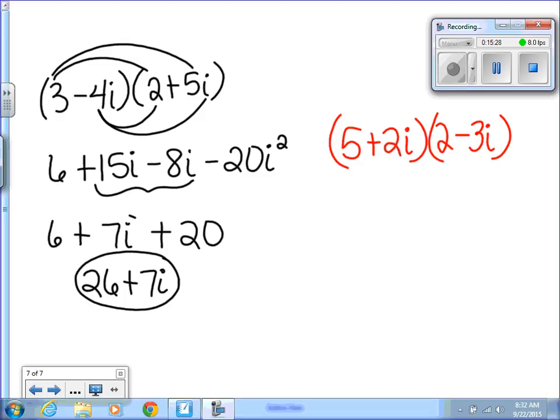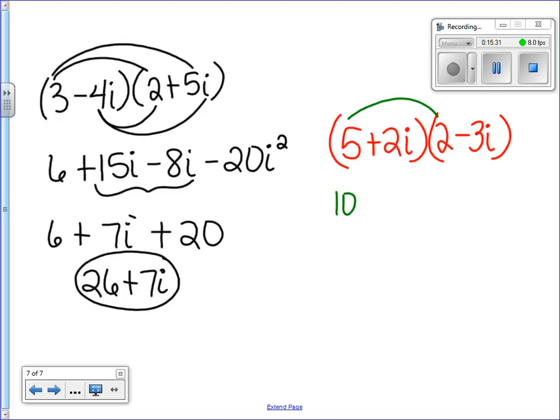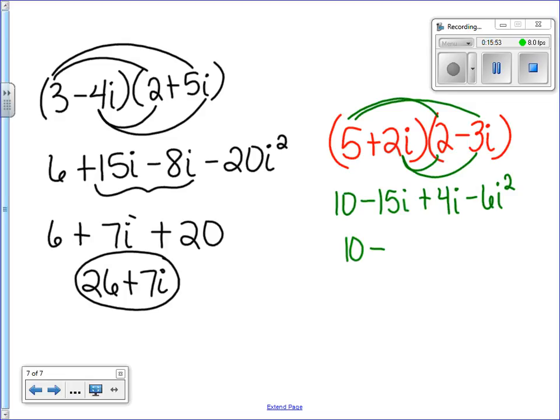Okay, what's 5 times 2? 5 times negative 3i. 2i times 2. 2i times negative 3i. Alright, when I simplify it, what does it become? 10 minus what? 11i. Very good.